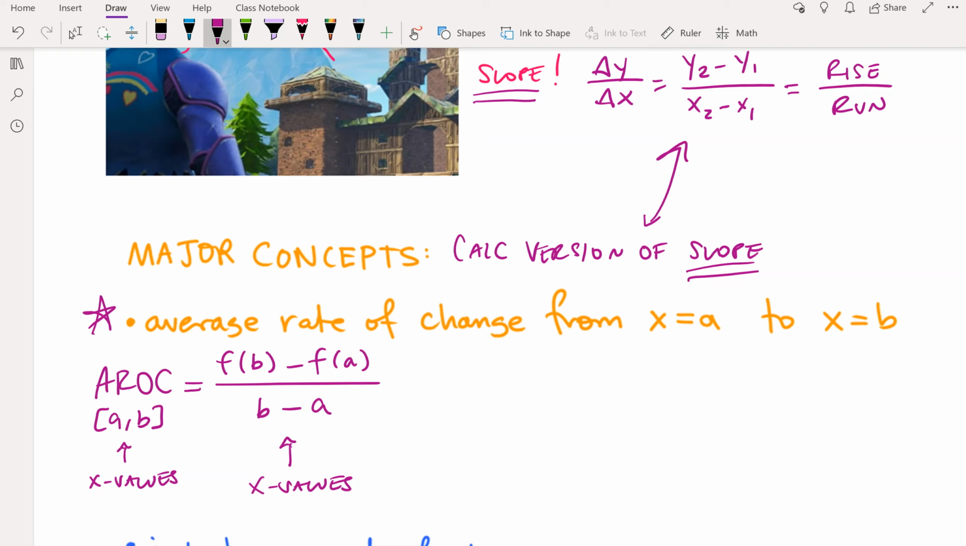And when you plug x values into an equation, like here on top, we've plugged in a and b. What do you get when you plug x values in? You get y values. So I'm going to write that. Those are y values. So make a note of that. The things on top are y values at those x values.